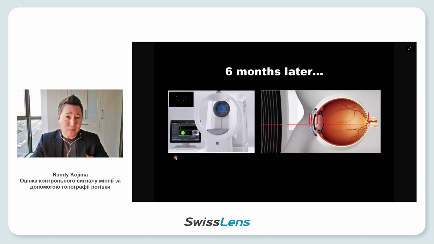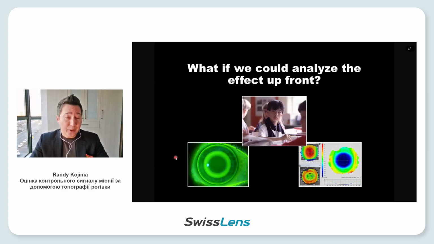One of the ways that we primarily use, of course, is to do biometry and compare the axial length today to the axial length long into the future. But there's no way to tell if the lens that we dispense today is actually going to produce enough signal. We need some way to analyze right up front, in the earliest days of ortho-K, how effective that lens is. So is there some method that we could use to do that?